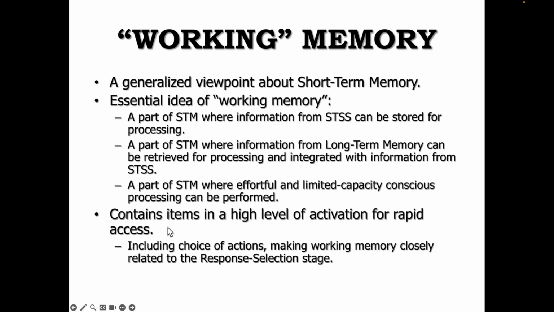Our working memory contains items in a high-level anticipation for rapid access. So essentially, it'll store that information to help you anticipate quickly to a particular given situation. So working memory includes the choice of actions that you want to make, making working memory closely related to the response selection stage.